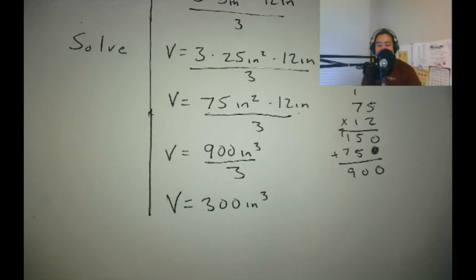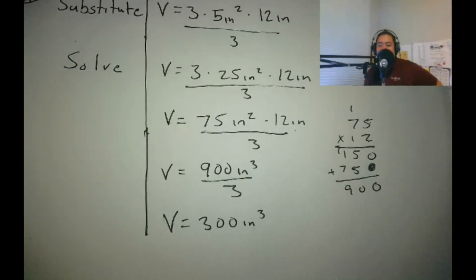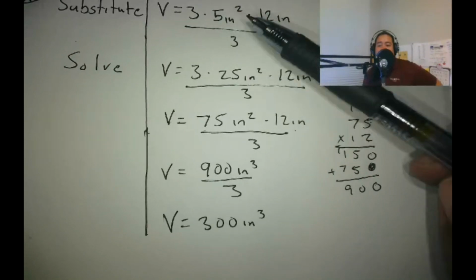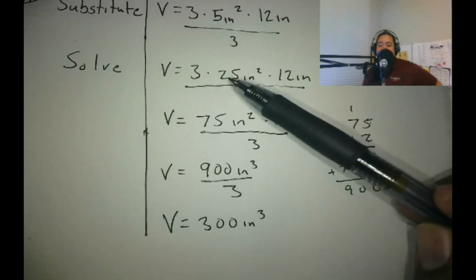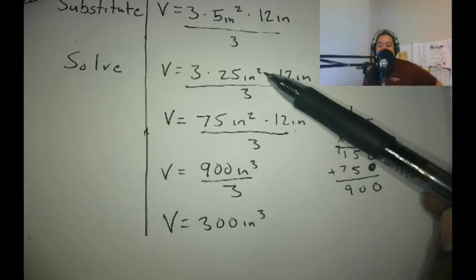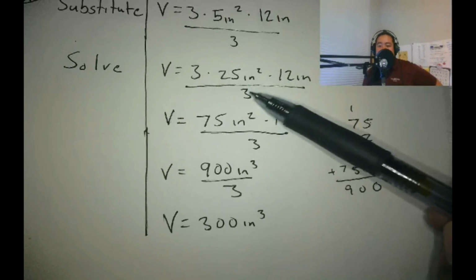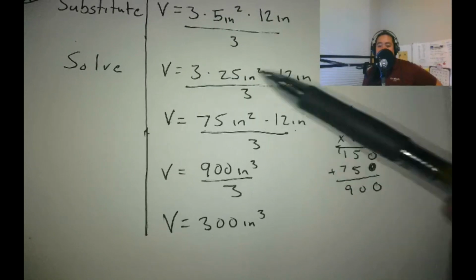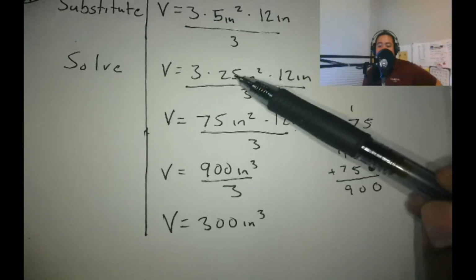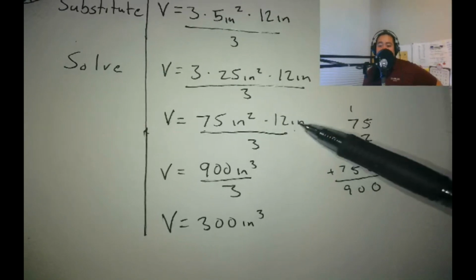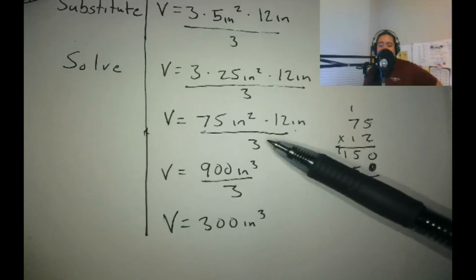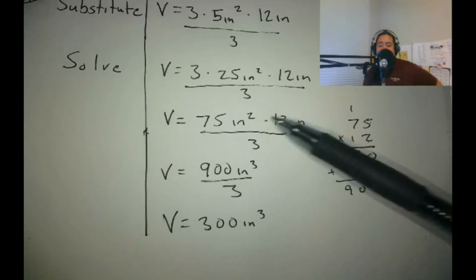Alright, so I went ahead and worked out the problem, and I did it step by step, looking at everything that I did before I substituted. As soon as I substituted, the first thing I wanted to work on was the exponent to the power of 2. So now I have 3 times 25 inches squared times 12 inches, all divided by 3. Now I'm multiplying from left to right. 3 times 25 gives me 75, and I'm still in inches squared, times 12 inches divided by 3. My next step is to multiply 75 inches squared times the 12 inches.